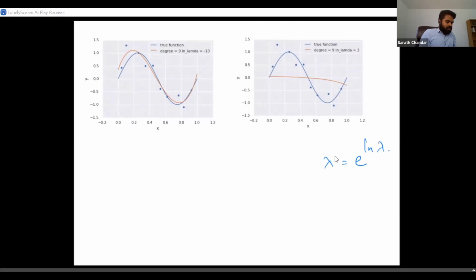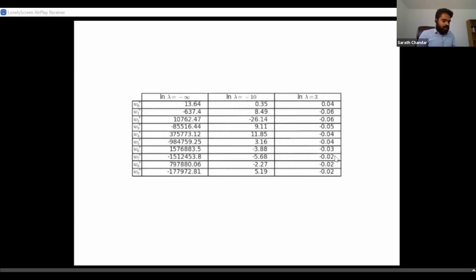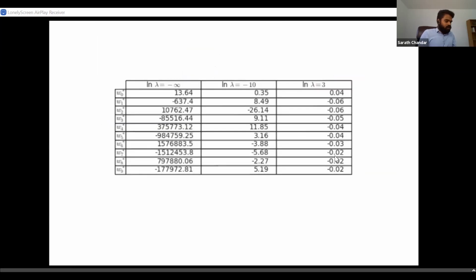So let's also look at the weights learned by these two different values of lambda. Here you can see that ln lambda equal to -infinity means lambda is 0. So this is no regularization. And ln lambda equal to 3 is too much regularization.